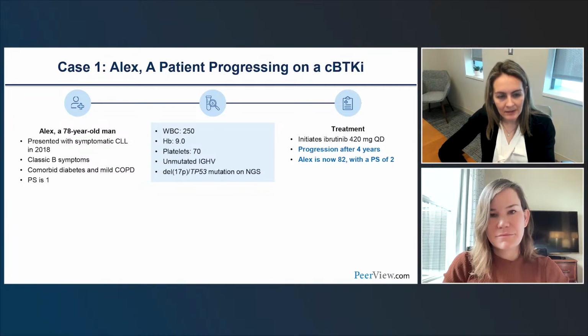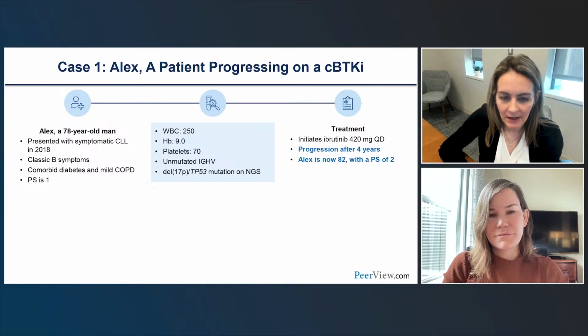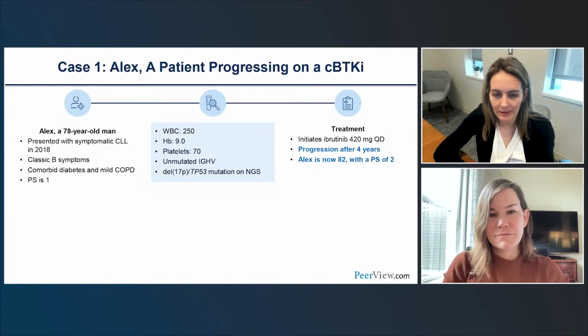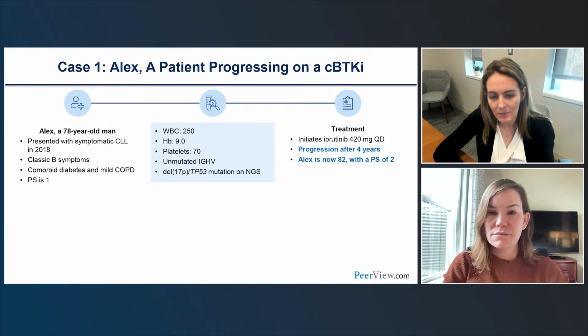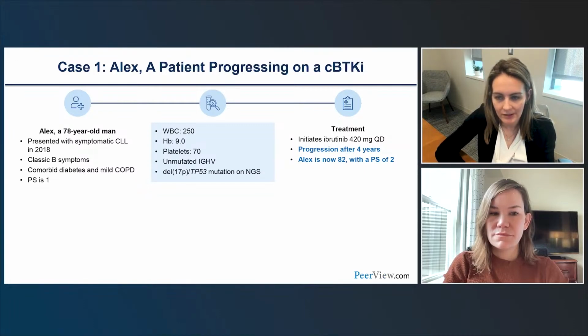Comorbidities include diabetes as well as COPD, and ECOG performance status of 1. We see the white count 250,000, hemoglobin 9, platelets 70,000, with cytopenias that were felt to be disease-related after workup in this case. Looking at his cytogenetic and molecular testing, we see he has an unmutated IGHV status, as well as the presence of both deletion of the p53 gene and a mutation in the p53 gene on next generation sequencing.